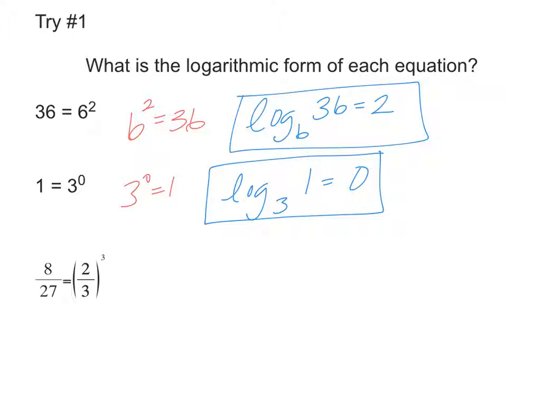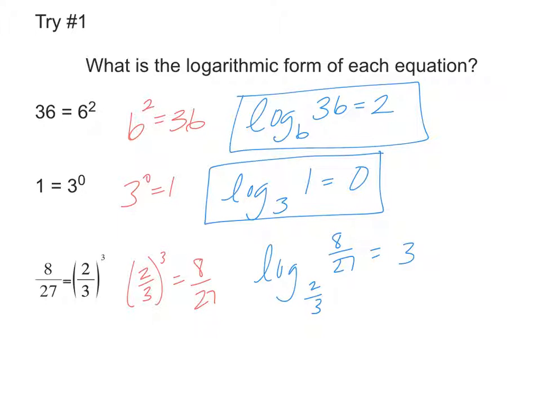Alright, keep going. If I rewrite this, this is really 2/3 cubed equals 8 over 27. Doesn't matter just because it's a fraction. The base is 2/3. The answer is 8/27. The exponent is 3. And we're done. Alright, let's keep going.